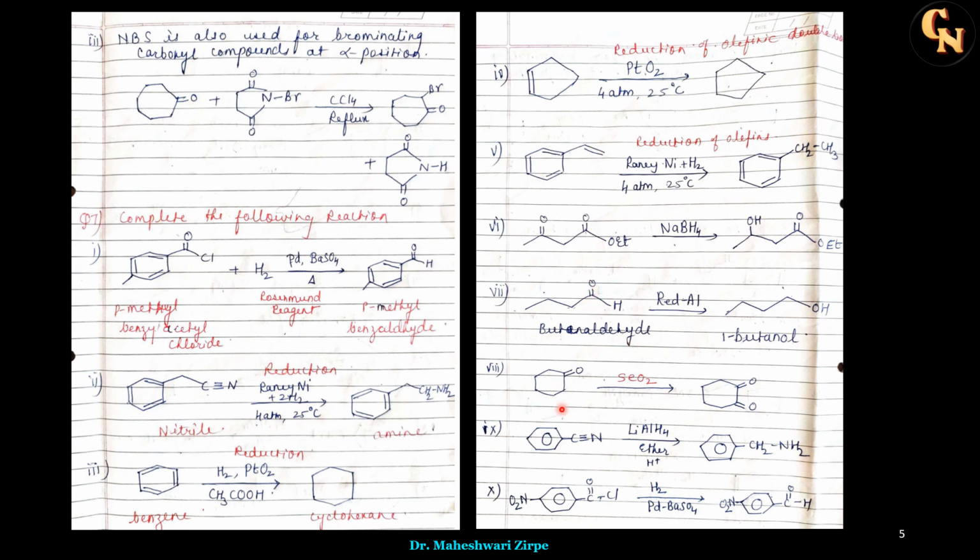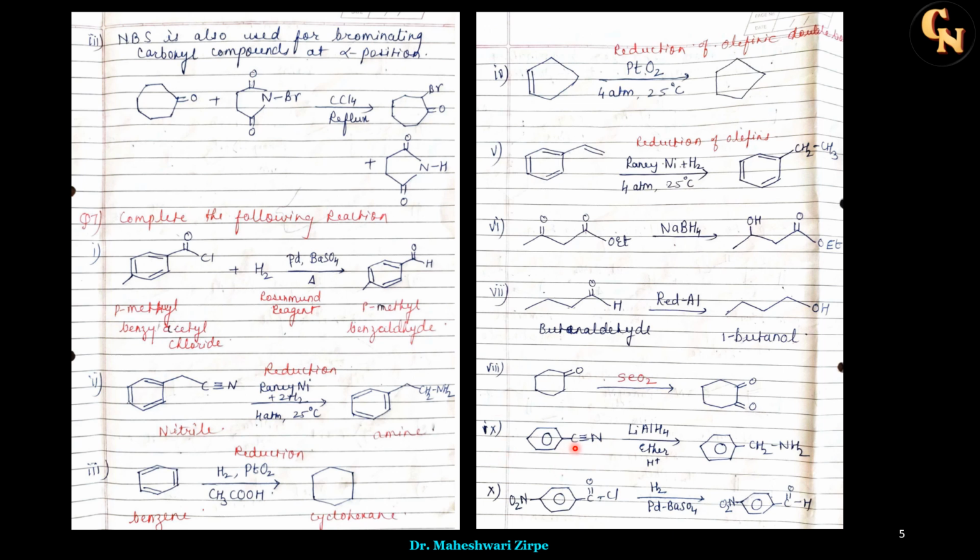Okay. Now the next one is, we already saw this reaction, the 8th one, that is cyclohexanone, where the reagent used is selenium dioxide. So we know that selenium dioxide is used as an oxidizing agent and here the carbon next to the carbonyl, that is the alpha position carbon, will get oxidized to a carbonyl group. So already this reaction we have seen while solving the question answers.